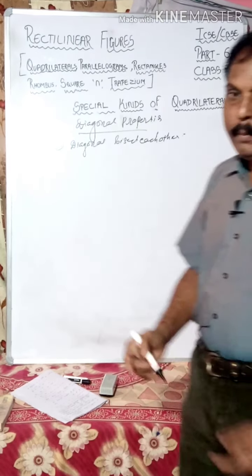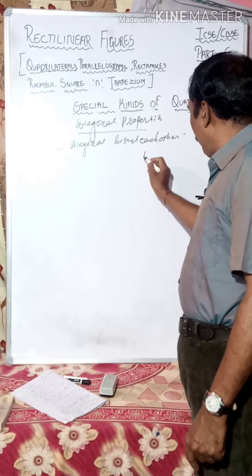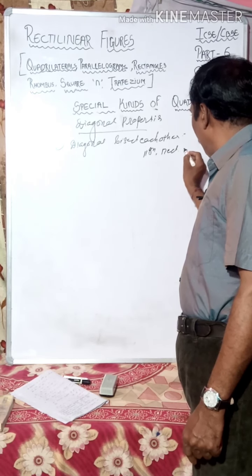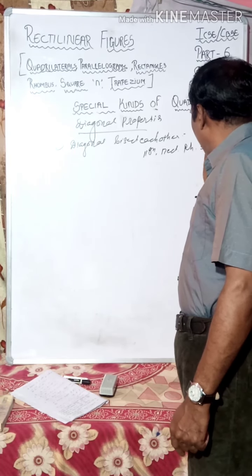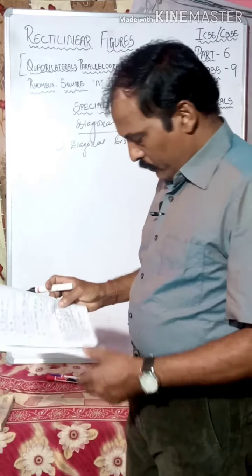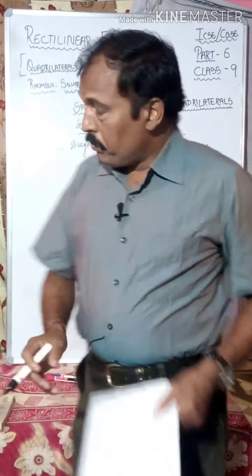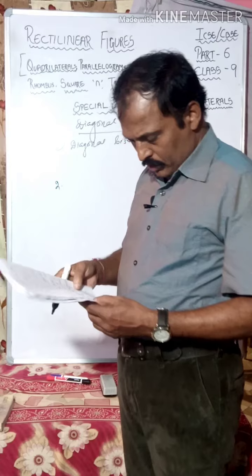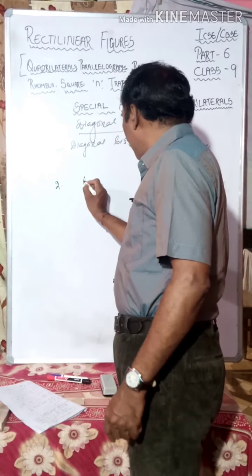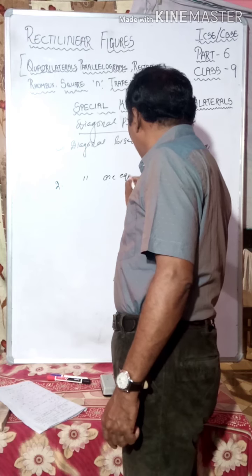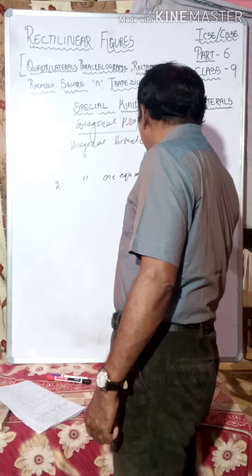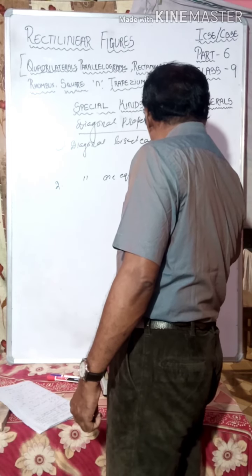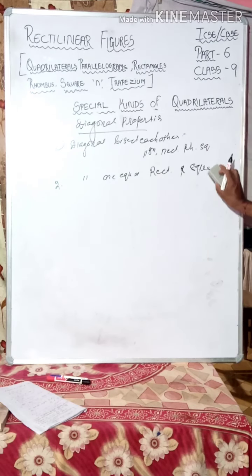Where? Diagonals bisect each other in parallelogram, rectangle, rhombus, square, all. Second point, diagonals are equal. Where? Rectangle and square.